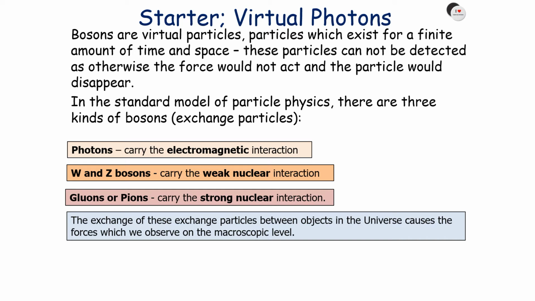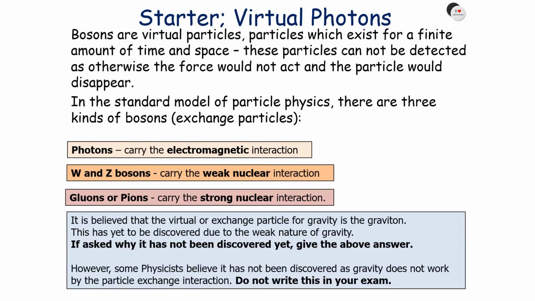Now, in the standard model of particle physics, there are three kinds of bosons or exchange particles. The photon, which carries the electromagnetic interaction. The W and Z bosons, which carry the weak nuclear interaction. And the gluon or the pion, it's a synonym, okay, which carries the strong nuclear interaction. Now, the exchange of these exchange particles between objects in the universe causes the forces which we observe on the macroscopic level.